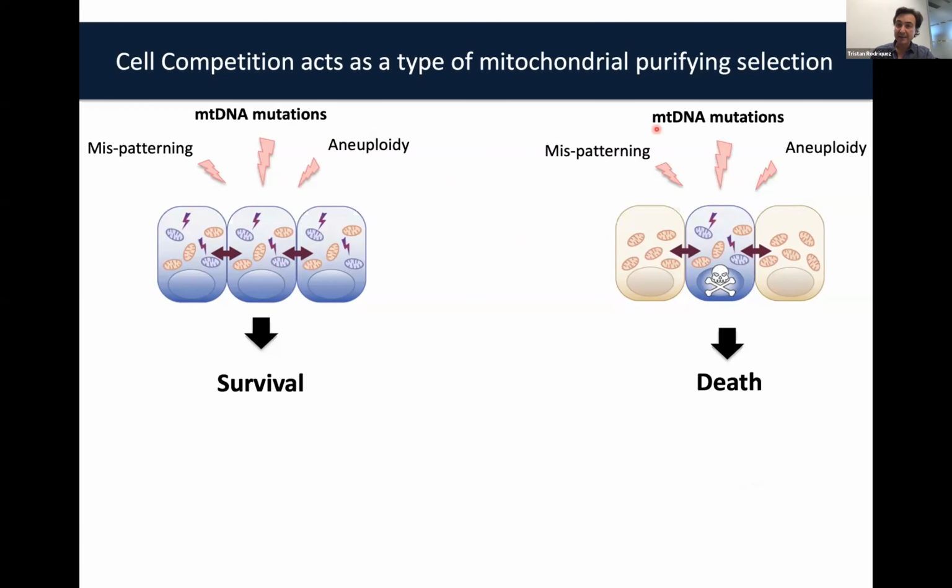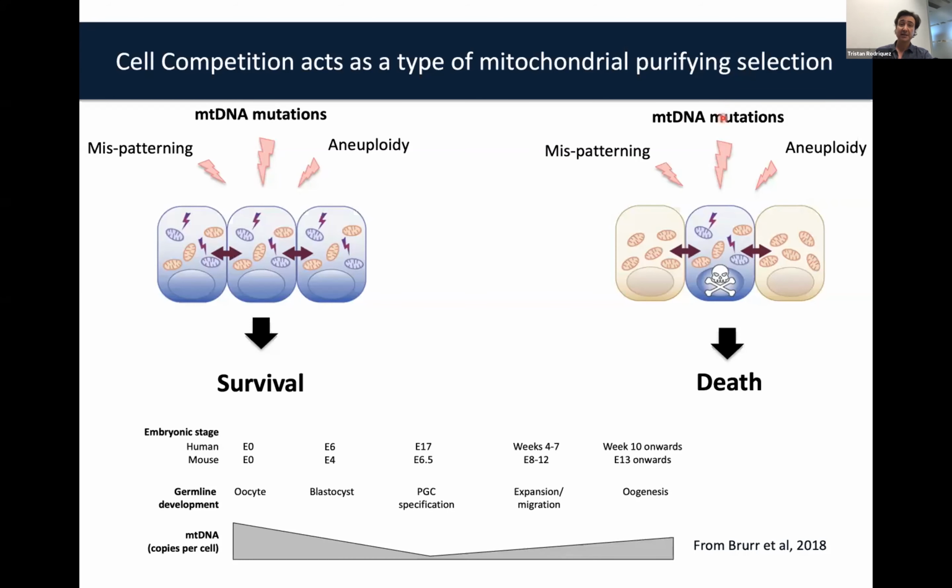One type of defect that we think is predominantly eliminated during this period of development are those cells carrying mitochondrial DNA mutations. One possible reason for this, and one thing I haven't mentioned, is that the mitochondrial DNA genome stops replicating after fertilization and only initiates replication right at the onset of differentiation. So it is possible that this reinitiation of mitochondrial DNA replication is error-prone, and you need cell competition to act as a purifying selection to prevent these cells with mitochondrial DNA mutations from contributing to the germline.